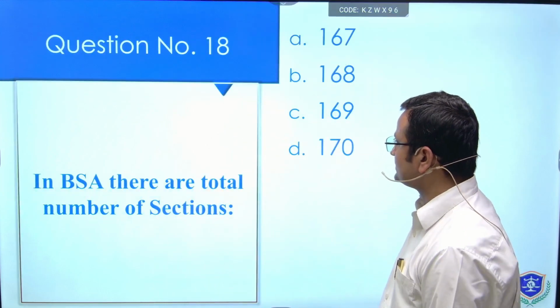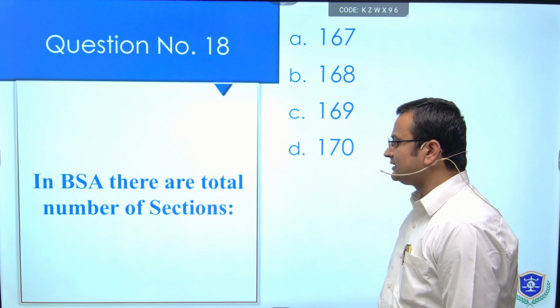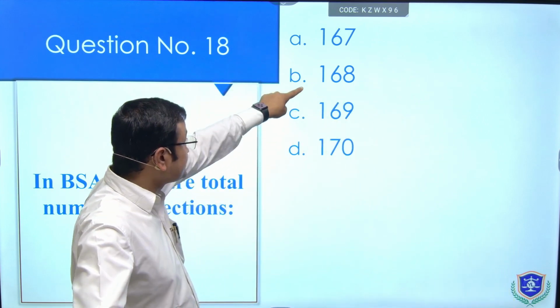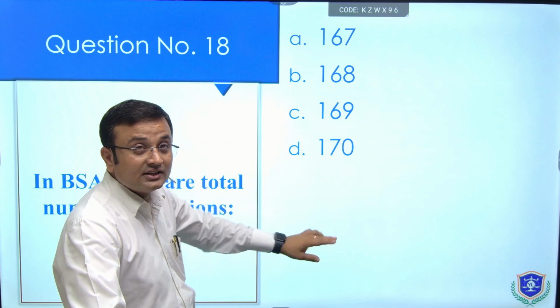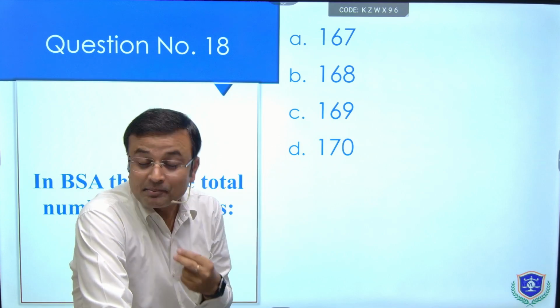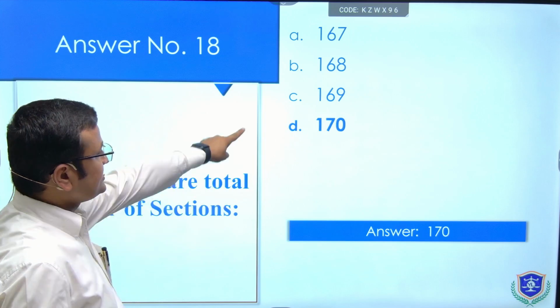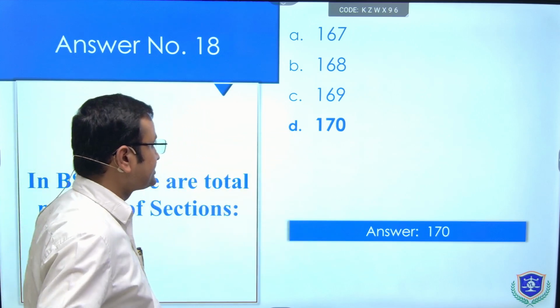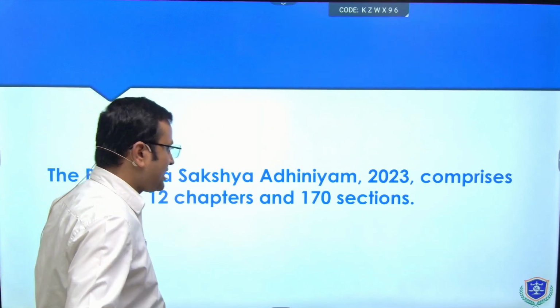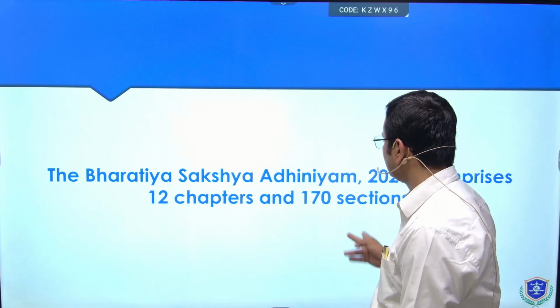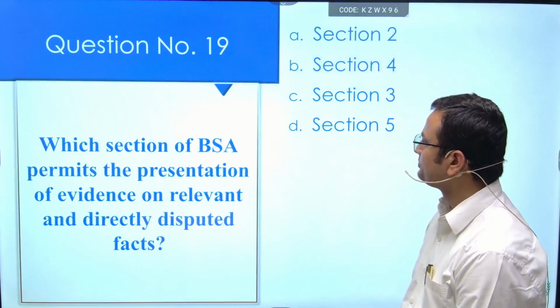The next question is, in BSA there are total number of sections. How many number of sections are there? 167, 168, 169, 170. See, you just memorize the number of sections and you will get 2 marks. Correct answer is 170. It is given in the new Act, Bharatiya Sakshya Adhiniyam 2023. It comprises 12 chapters and 170 sections.